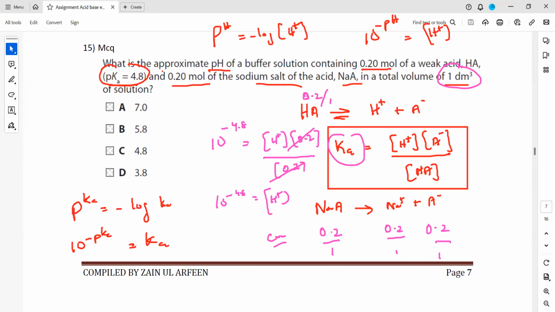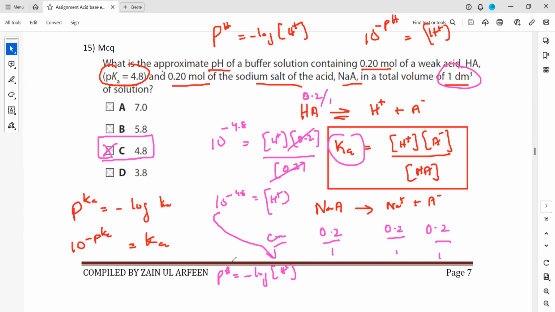After getting the hydrogen ion concentration, you use the formula pH equals minus log of hydrogen ion concentration. You substitute this value here, and you will get the pH of the solution, which will be 4.8 as well. So C will be the right answer.